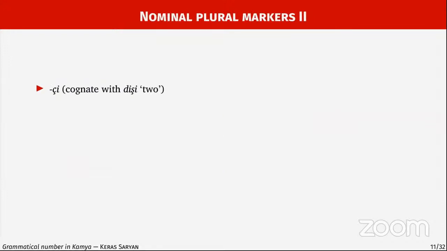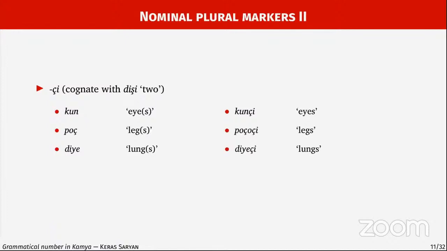Then there is also an irregular plural suffix, which is an old dual suffix, which is no longer a dual and only a plural. But considering its origin, as you might expect, is mainly found with body parts that tend to come in pairs. So kun is eye or eyes, kunchi in the plural, poch, leg, pochuchi, die, lungs, dieci. And then also, for example, anka is a sleeve or trouser leg and is ankachi in the plural.